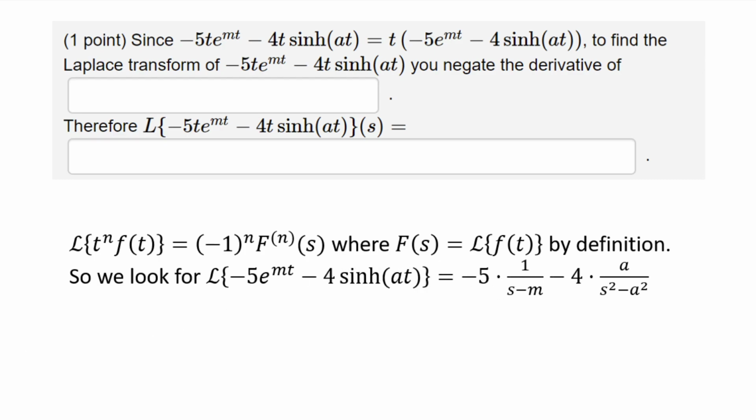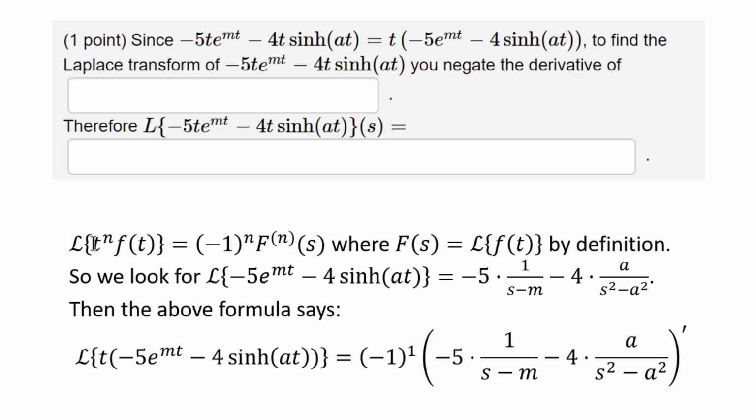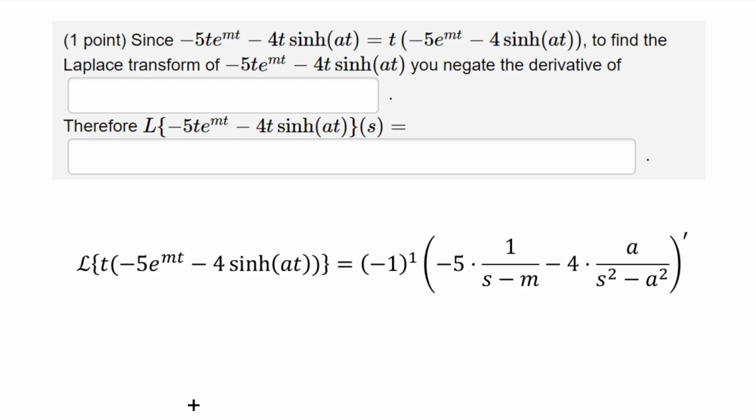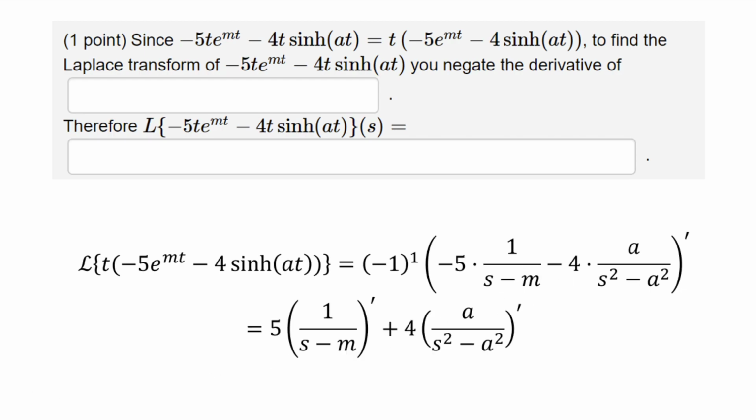Now, this means for the above formula, when you just have t to the first power, that means n is 1. So this n is 1, so it's negative 1 to the first power. And because you're differentiating once, this parenthesis means differentiating, okay? So you differentiate only once of this thing, where you're differentiating with respect to s. Okay, so that's what we have to compute.